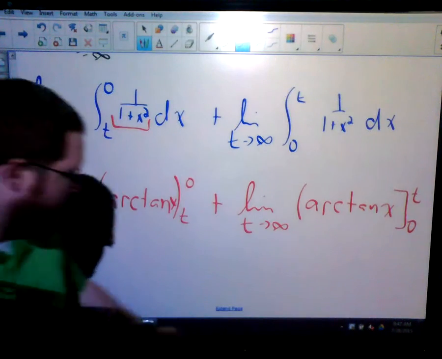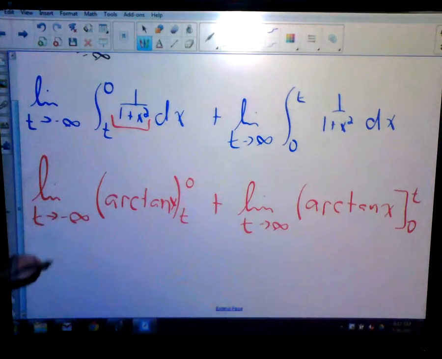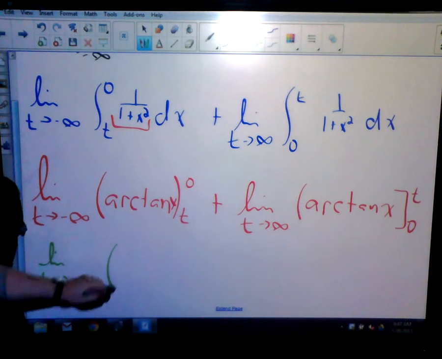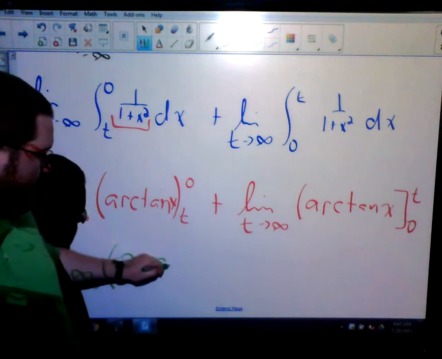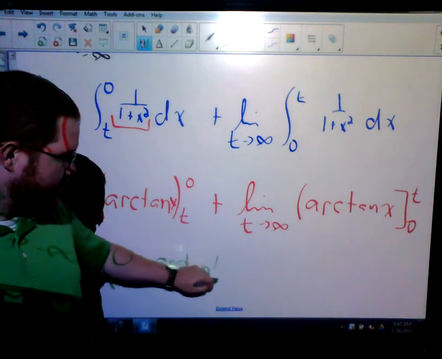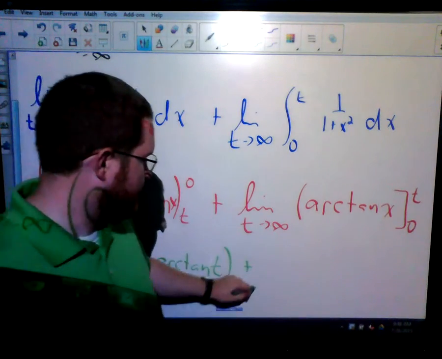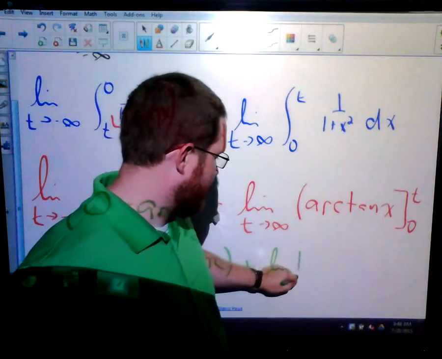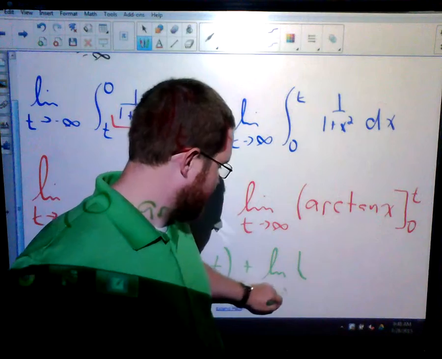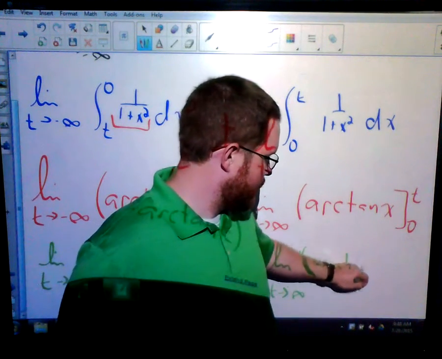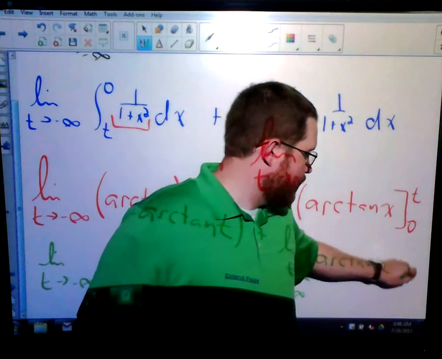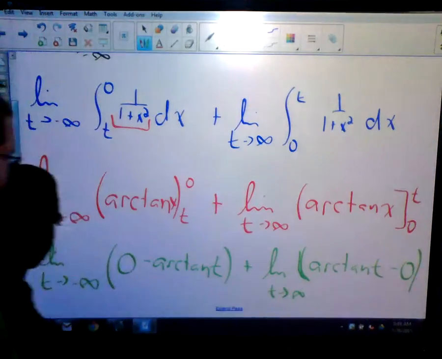So let's plug in what we know. The limit as t goes to negative infinity, this is arctan of 0 is 0 minus arctan t, plus the limit as t goes to infinity, arctan t minus 0. Arctan of 0 is 0.